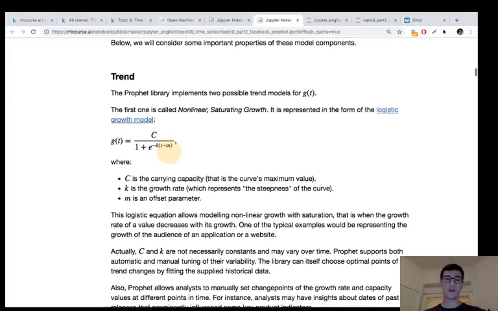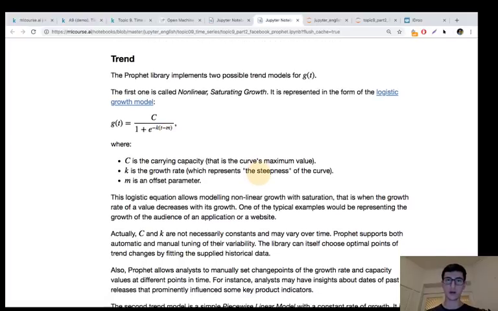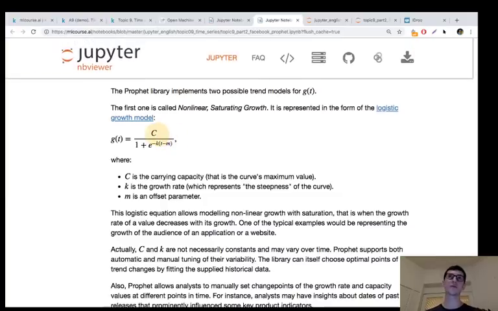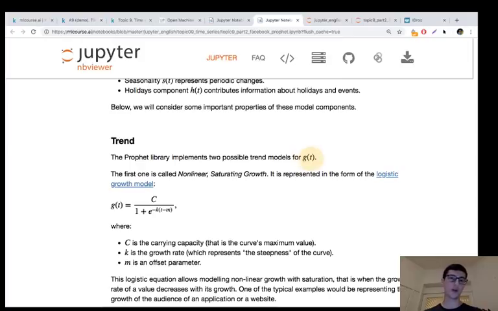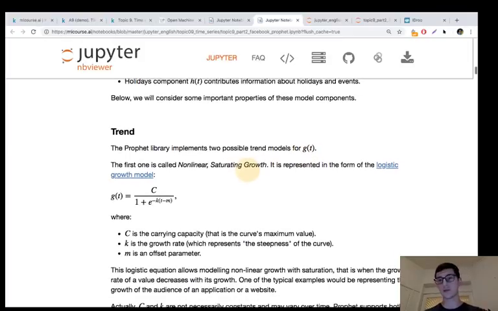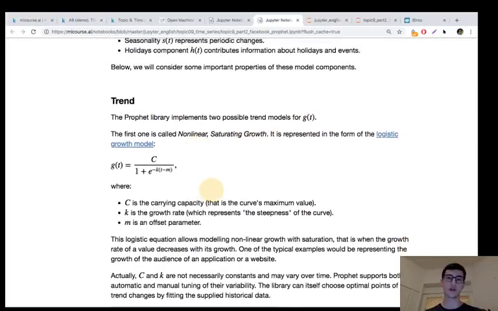So if you've got some upcoming trend, which then asymptotes to some maximal value, this can be modeled with this logistic growth model. And so in this g component, the trend is by default modeled with this logistic growth function.